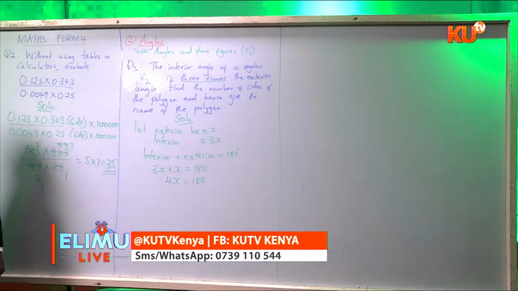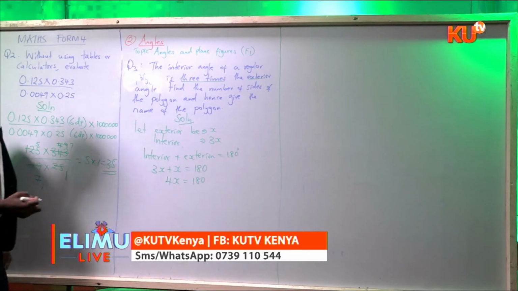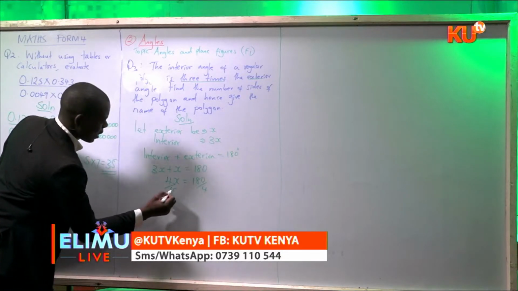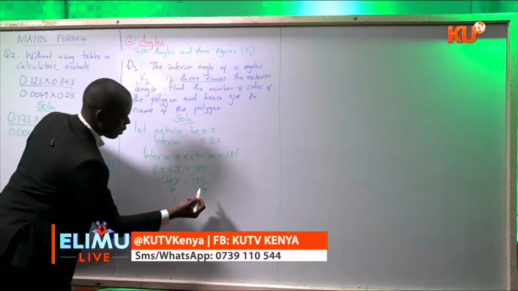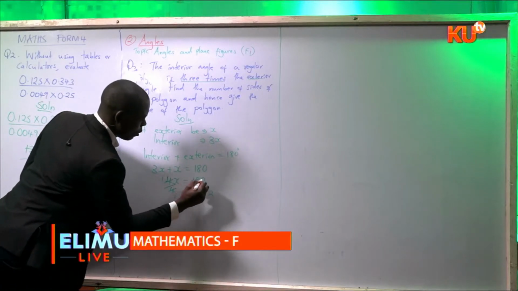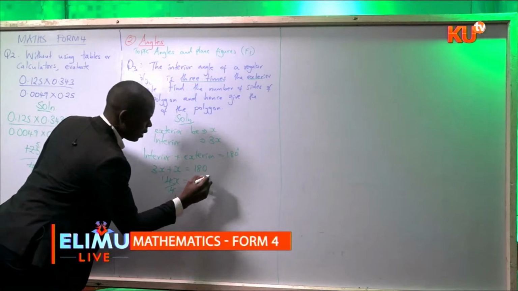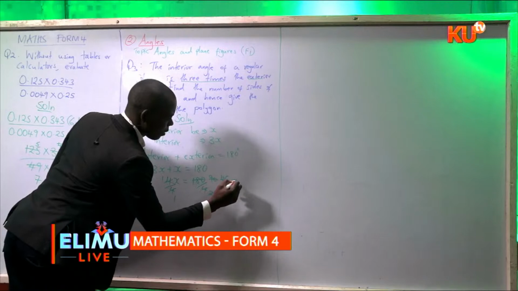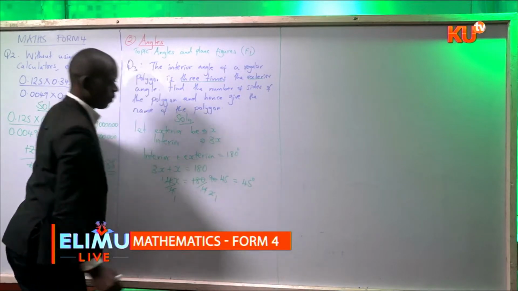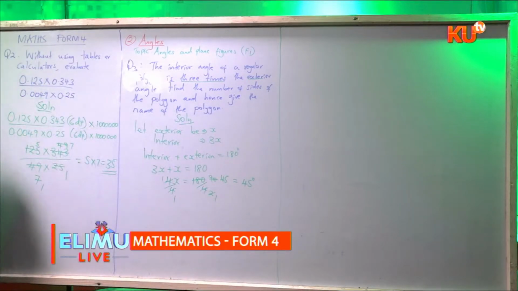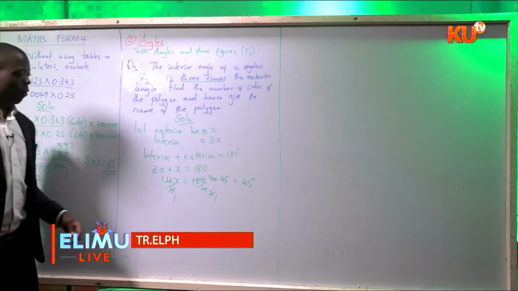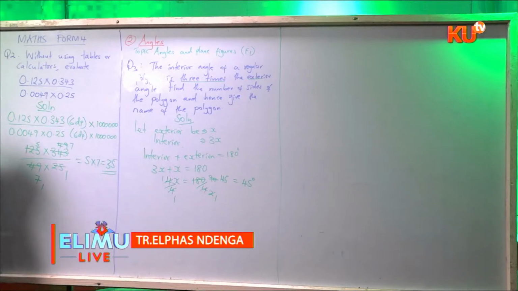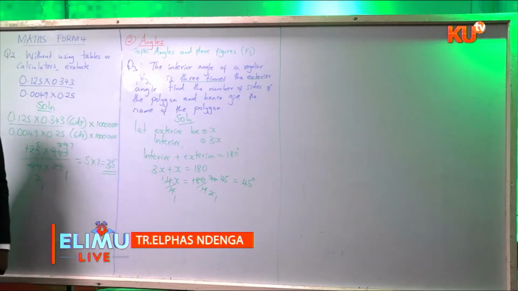And how do you get x? We divide by 4. This cancels out. And so we have 2 into 180, 90. 2 into 90, 45. So it is 45 what? Degrees. Therefore, one exterior angle is 45 degrees.